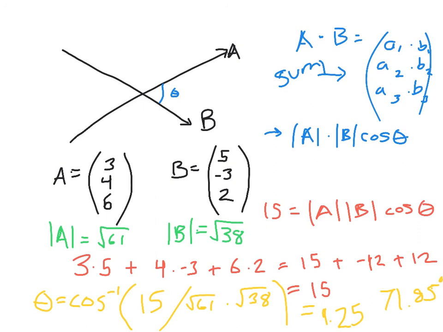So how do you tell if your angle between two vectors is obtuse, which is greater than 90, or acute, which is less than 90? Well, it's going to depend on whether or not your scalar product is negative or positive.